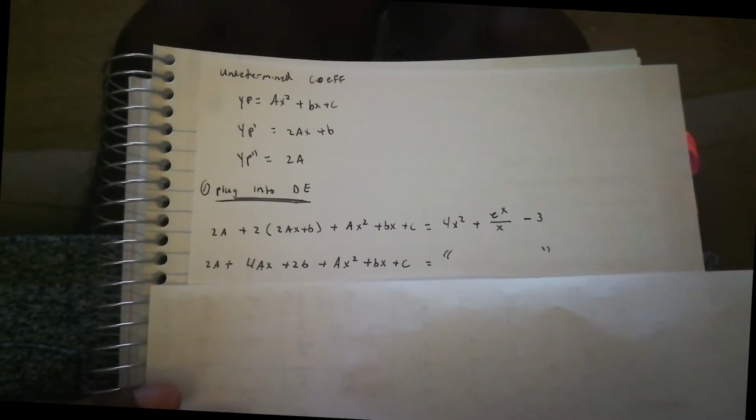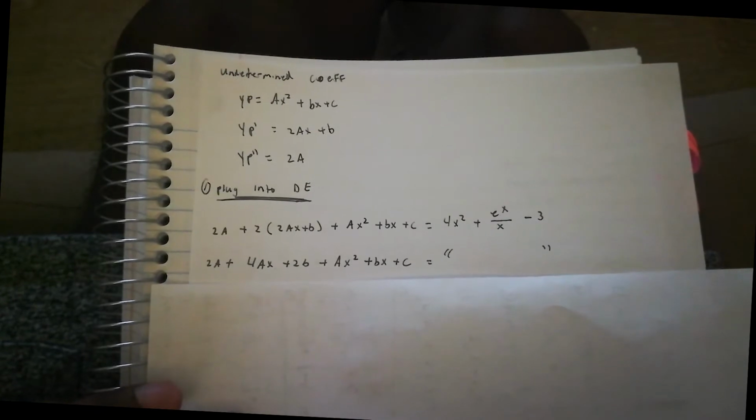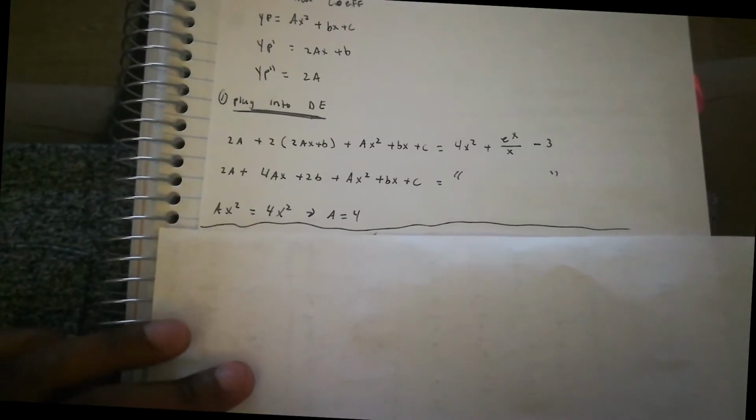Taking the derivative twice, these are the two answers I came to. From there you plug it in to your original differential equation, and this is what I got. So I cleaned it up a little bit, carried 2 through for the middle expression. And so you start solving for your a, b, and c.